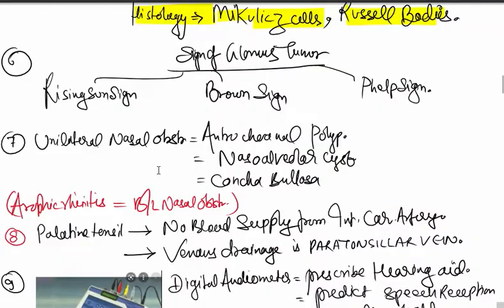Next one is the signs of glomus tumor. What are the signs of glomus tumor? This is highly vascular. So rising sun sign, Brown sign, and Phelps sign. These three we have to remember.